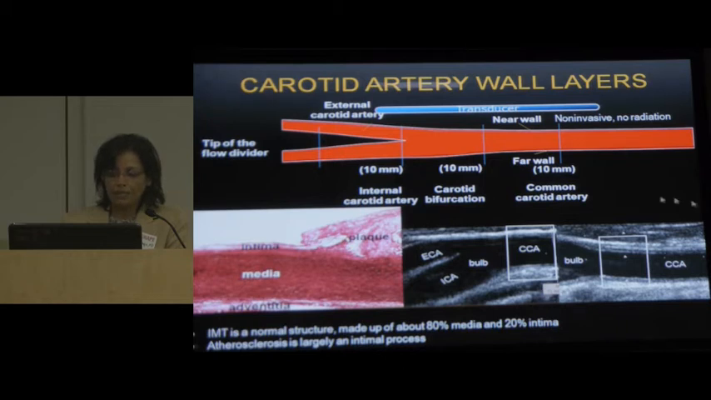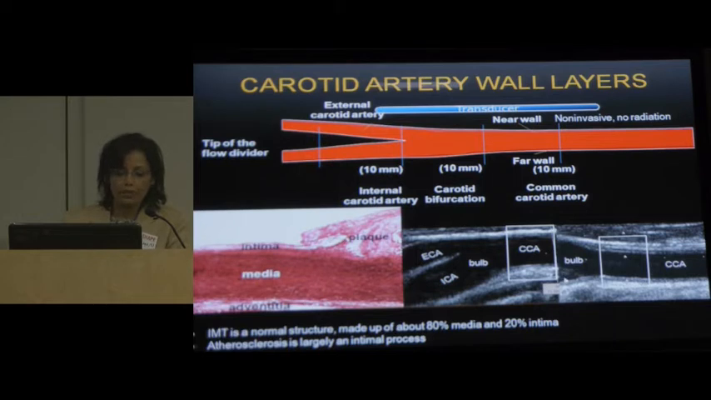Here are two examples of patients, one with normal IMT. You can see both the near wall and the far wall, which are the terms used to describe the different areas, have a very thin wall, which you can hardly see, as opposed to this patient who has a diffusely thickened wall, both of the near wall and far wall of the common carotid artery as well as the bulb.